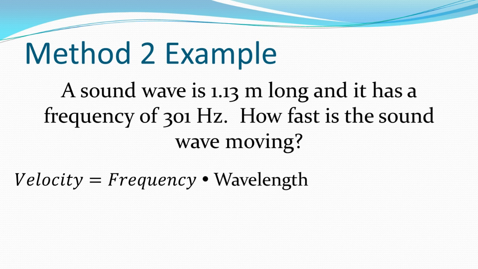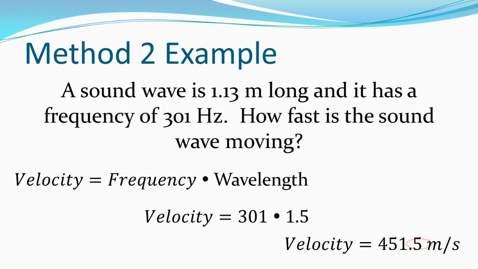Velocity equals frequency times the wavelength. Now I just need to substitute in the values that I already know. I know the frequency is 301. I know the wavelength is 1.5. Now I just need to plug and chug. It's a simple one operation equation. 301 times 1.5 gives me 451.5 meters per second.